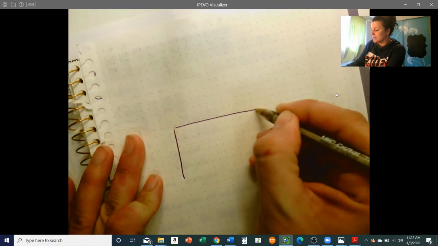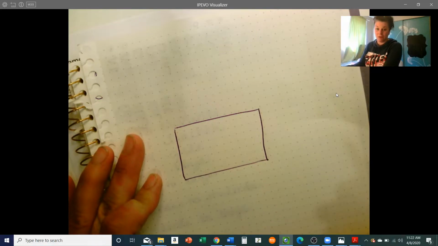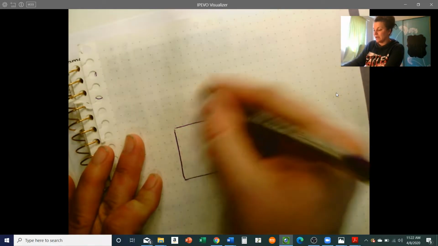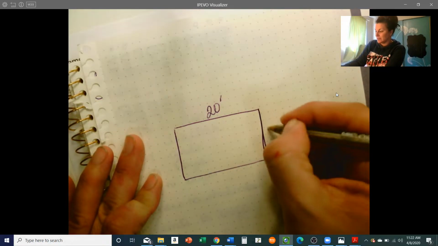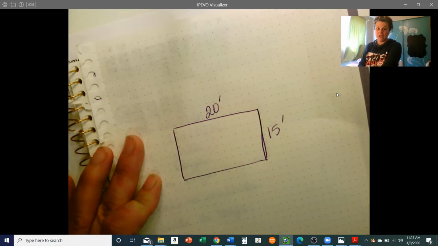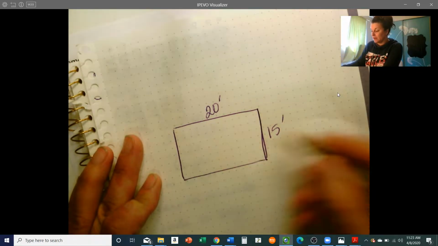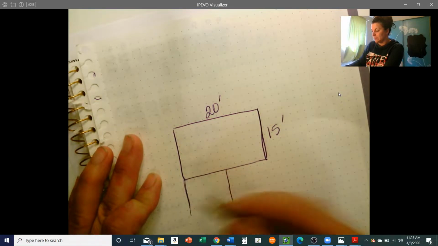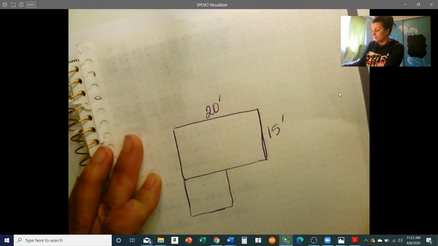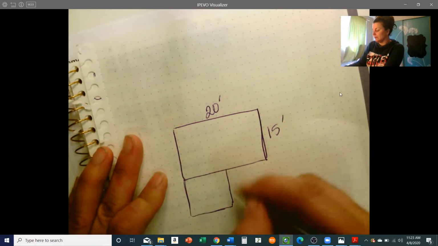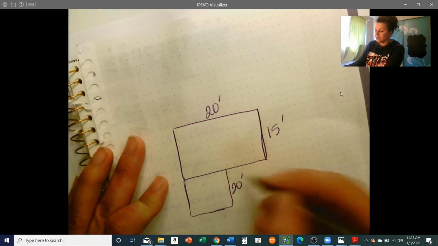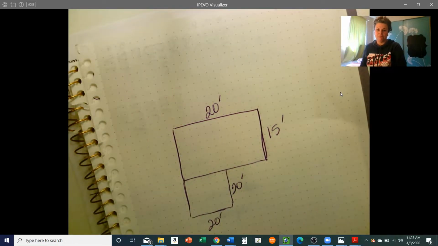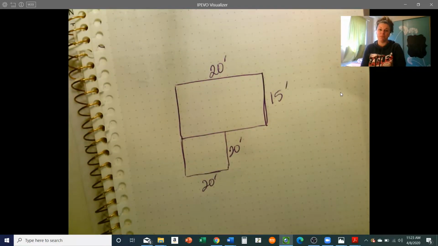Let's say this is supposed to be my living room, and this is supposed to be 20 feet and this is supposed to be 15 feet, and when I'm drawing the kitchen next to it, and let's say the kitchen comes off of it, maybe the kitchen is supposed to be 20 feet by 20 feet. Does this make any sense? That's a really big kitchen. I would like to have a kitchen like that. I don't think it will be that big.